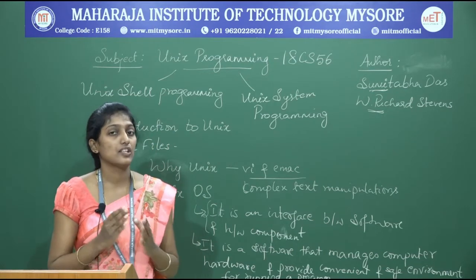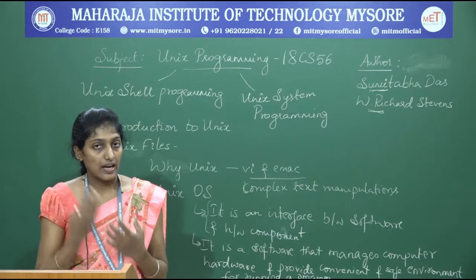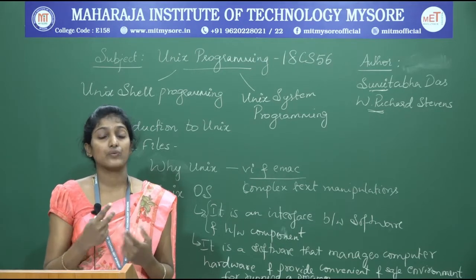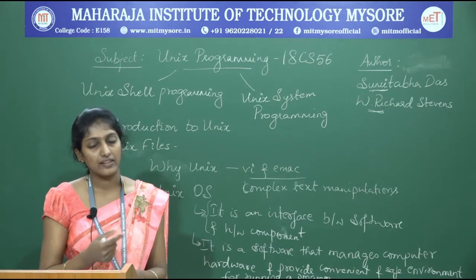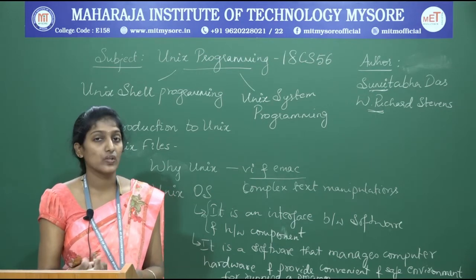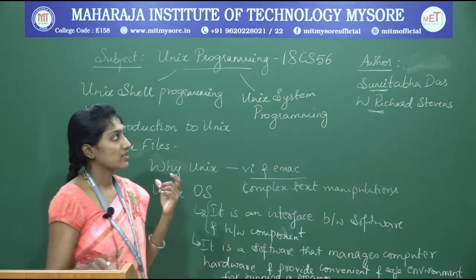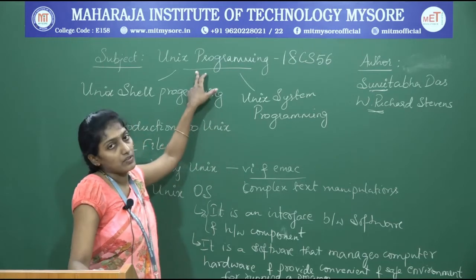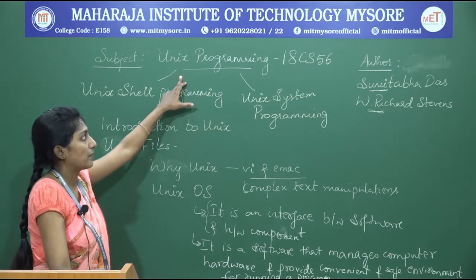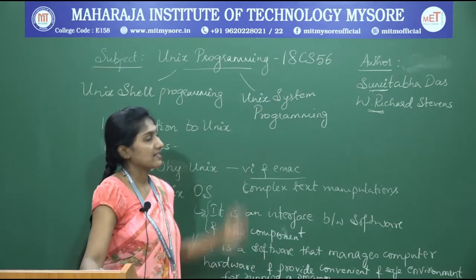Why do we have to refer to these two textbooks? Because in Unix programming we are going to understand two different concepts. One is shell programming, or shell scripting, and the other one is system programming. Unix system programming and Unix shell programming. So the subject is named Unix programming, and the subject code, as you can see on the board, is 18CS56.